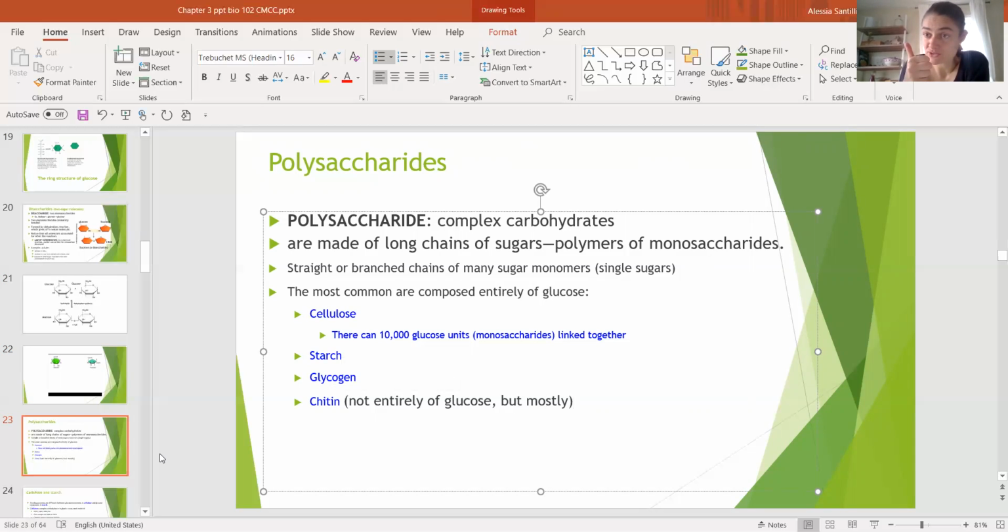So polysaccharides. We've looked at monosaccharides. Those are the building blocks. When we have two of them, we get a disaccharide. And then when we have many of them, we get a polysaccharide. So let's look at the actual examples of polysaccharides.